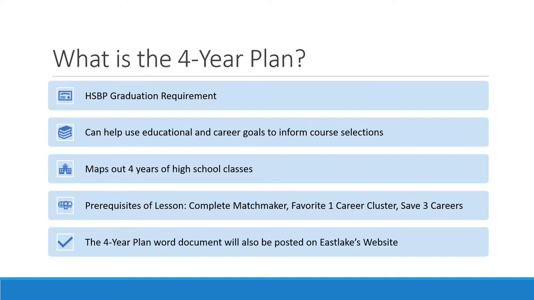If you didn't have time or you just wanted to do the 4-year plan Word document right now, you can access that on Eastlake's website. That will be posted under the counseling tab, specifically under registration. And so you can get to that directly, but just know that those prerequisites will need to be completed and the lesson will need to be turned in under Zello in order to be marked complete.